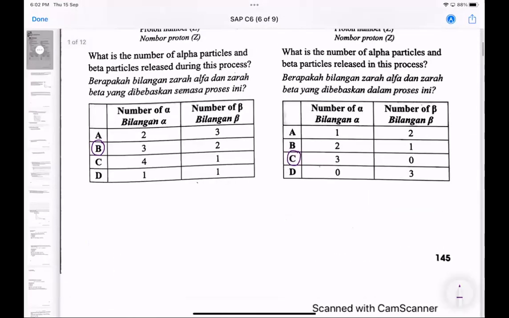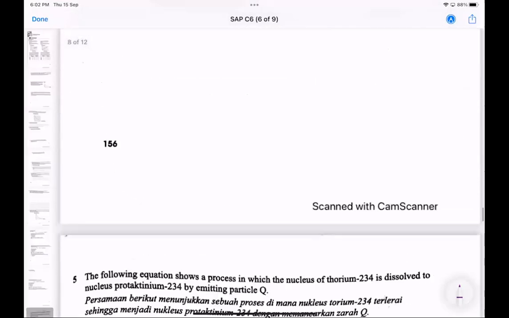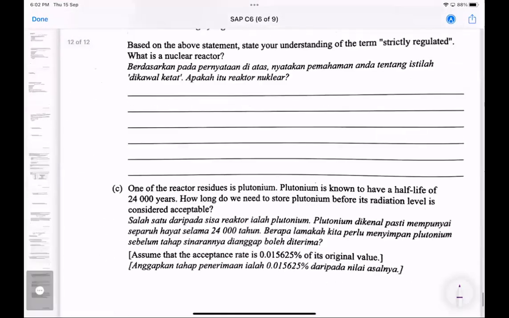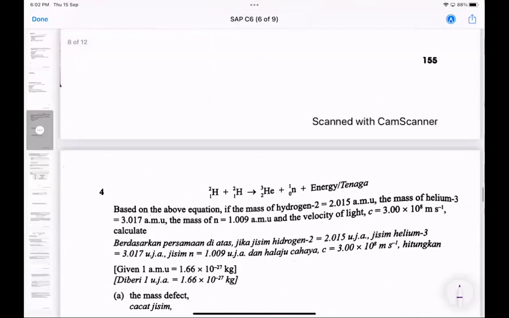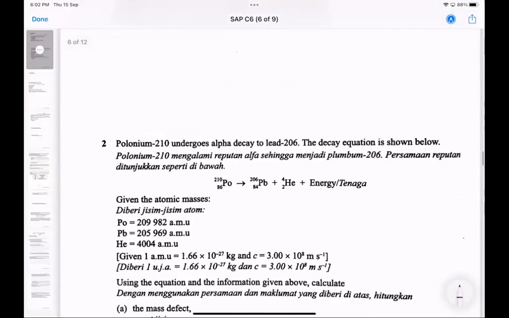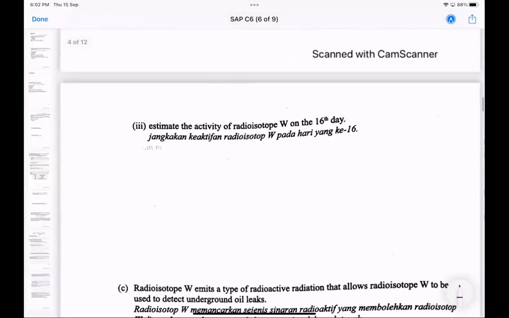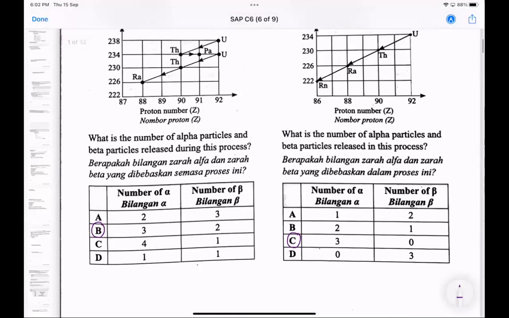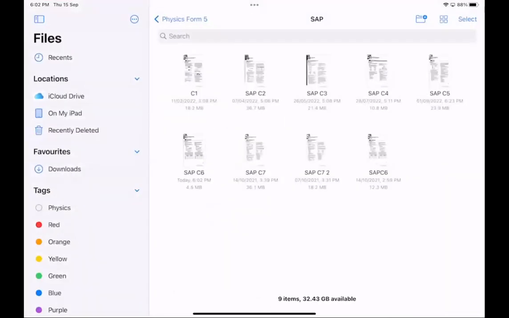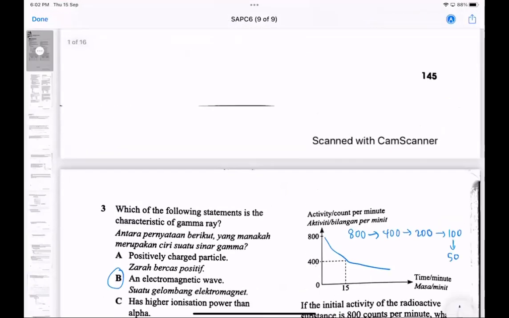Okay. Alamak, I think I got it wrong. Oh, I missed out one page lah. I missed out one page and I don't know how to correct it. Do I have another one here? Ah, they're here. Okay, this is the correct one, I think. Yes. Let me erase the answers.